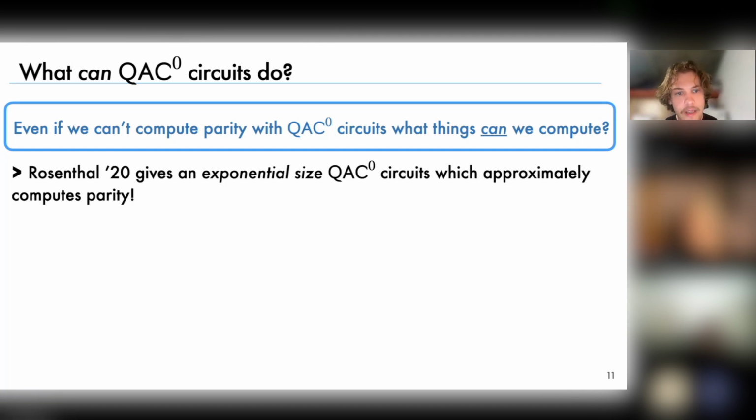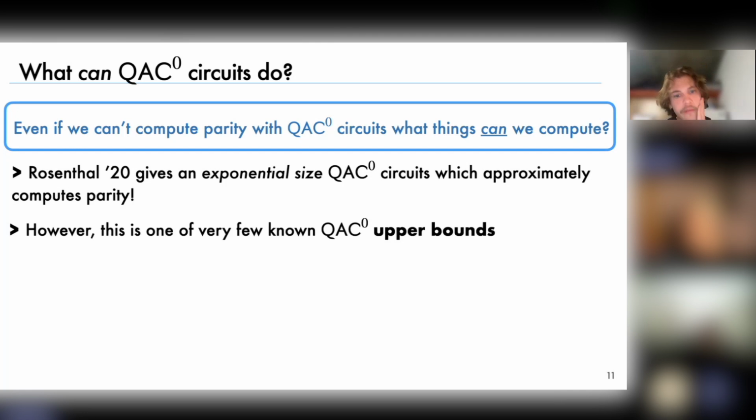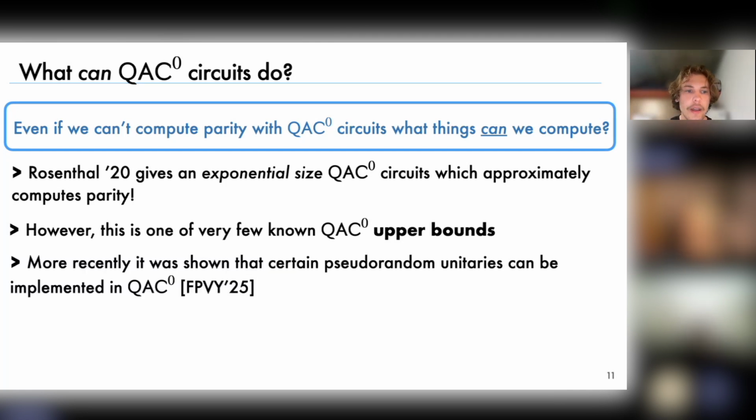And so this result of Rosenthal is one of very few known upper bounds in this model. A more recent result shows that certain types of pseudo-random unitaries can be implemented in QAC0, but these are more or less the only known upper bounds for QAC0.